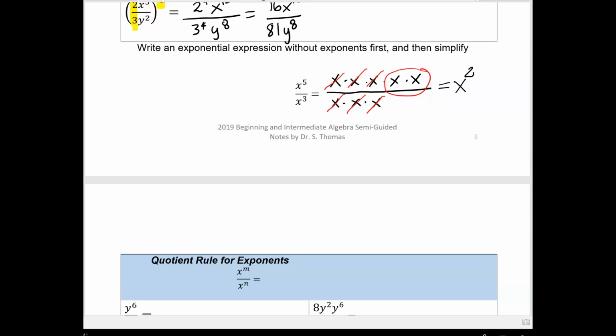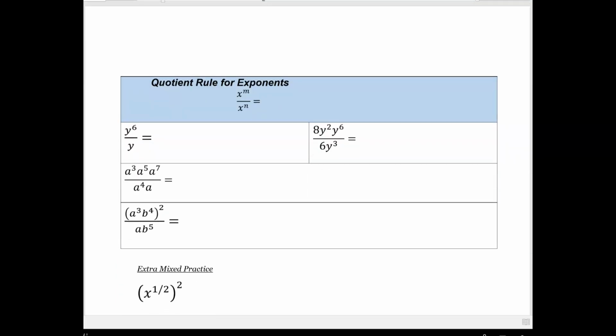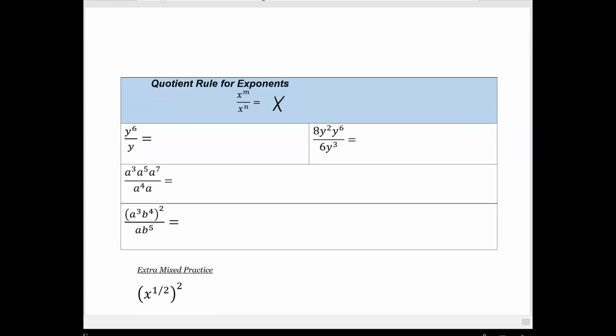Now, what would you think would be the shortcut for this rule? To me, it would be simply doing what to the exponents? All right. If you said subtraction, you were right. So we have x to the m over x to the n will equal x to the m minus n. So that's the quotient rule for exponents. So here you have y to the 6th minus what? 1. Since the 1 is understood here, which is y to the 5th.